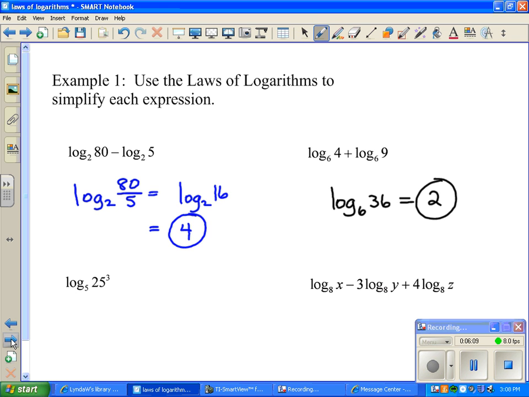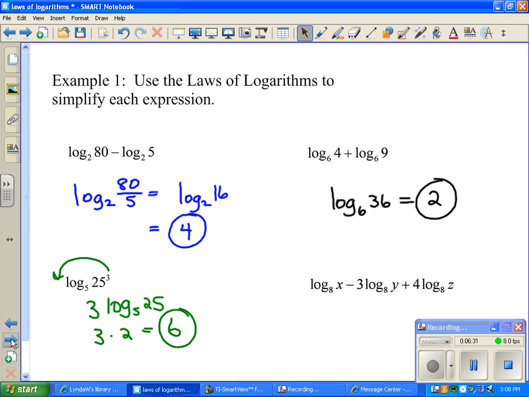In the third one, I don't want to take 25 and cube it because that's going to make a really big number. I'm going to move the 3 in front and have 3 times log base 5 of 25. And then I'm going to evaluate the logarithm because 5 squared is 25. So log base 5 of 25 is 2, which gives me an answer of 6.